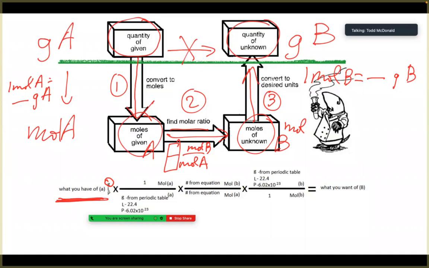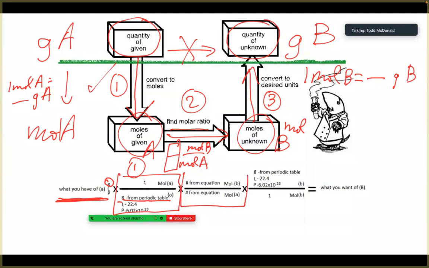And so what we would do, the first step of the process, again, follow the diagram. Step 1 right here is to convert from grams, because that's most likely what we'd have. Grams from the periodic table would go on bottom. Moles of A would go on top. So that would get us through step 1.